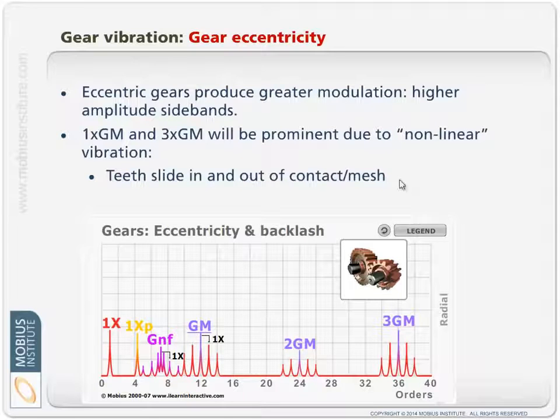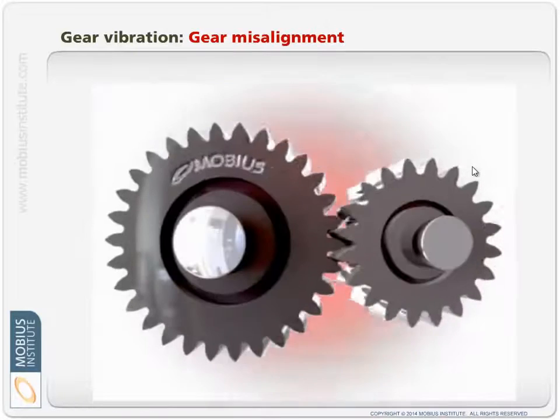And because it's non-linear vibration, we always see multiples of a source of vibration, so multiples of our gear mesh frequency, because it's not nice, simple, smooth vibration.